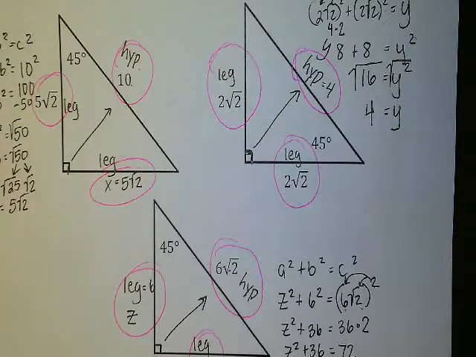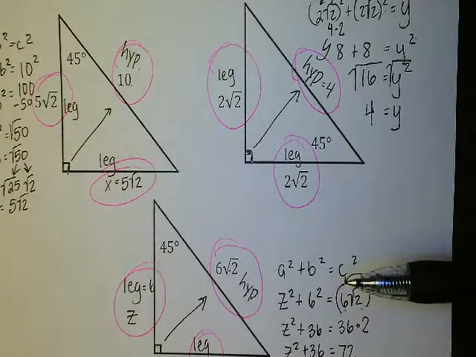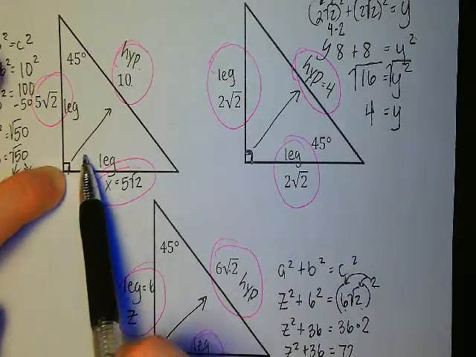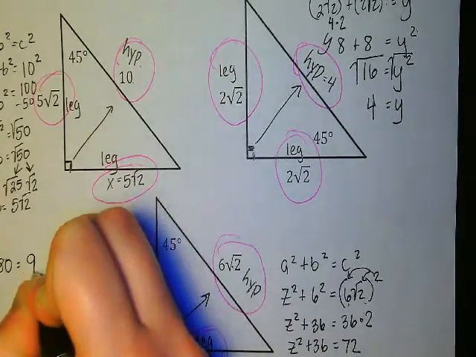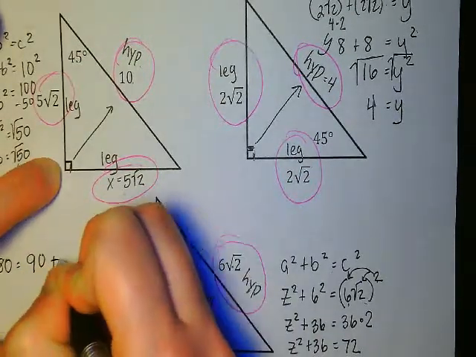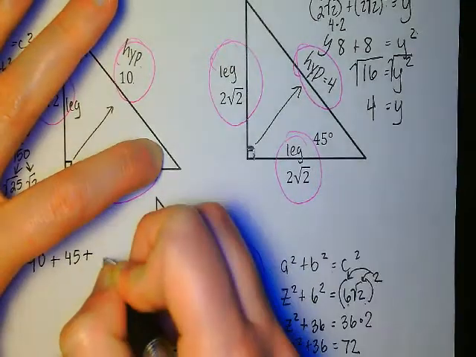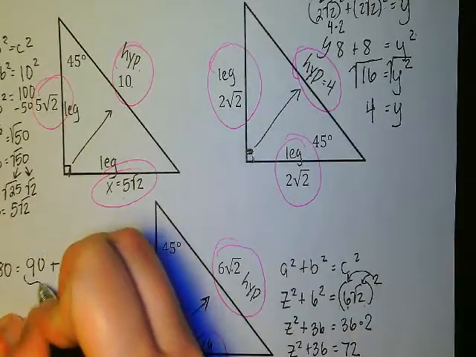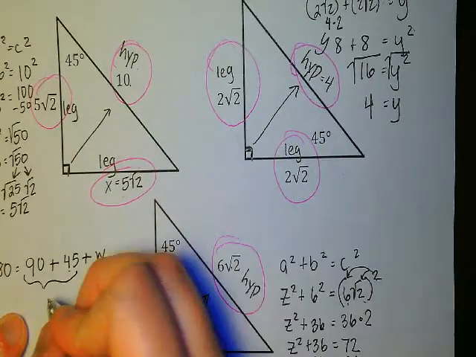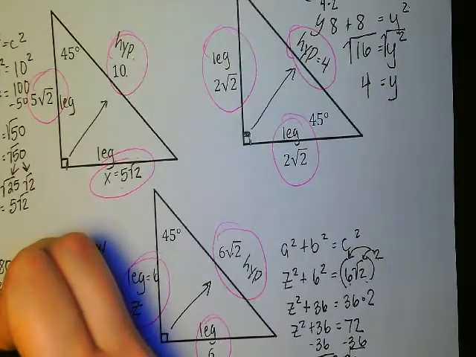We know from the triangle sum theorem that all of the interior angles of a triangle have to add up to 180 degrees. So if I take this triangle on the upper left-hand side, I know that 180 degrees is equal to my 90-degree angle plus my 45-degree angle plus my unknown angle, which I'm going to call W. Okay. To get W by itself, I'm going to add 90 and 45, which is 135, and then I'm going to subtract it from each side of the equation.